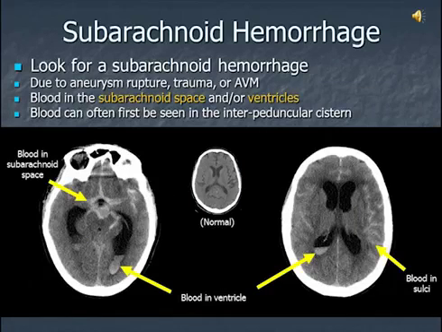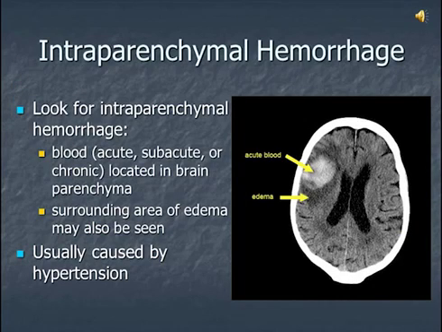Next, we look for evidence of a subarachnoid hemorrhage. These are usually due to ruptured aneurysm, trauma, or AVM. Their presence is often seen as blood in the subarachnoid space and/or ventricles. The first place blood is often seen is in the interpeduncular cistern. Finally, look for evidence of intraparenchymal hemorrhage. These are usually caused by hypertension and appear as blood within the parenchyma itself, often surrounded by dark edema.